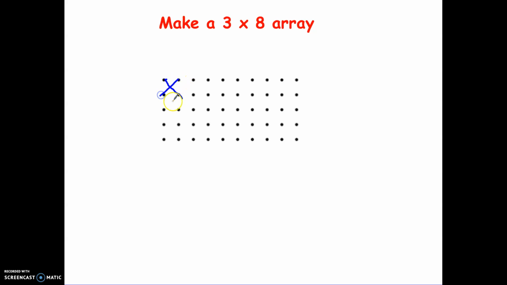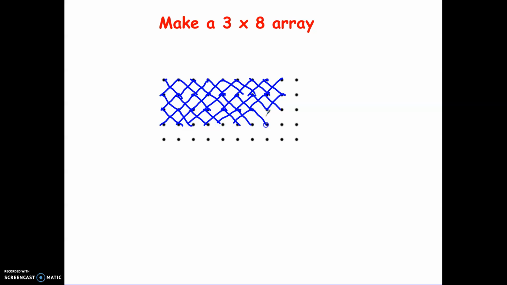So 3 X's, there's my 3 rows, and 8 in a row. There's 1, 2, 3, 4, 5, 6, 7, 8. And if I kept going, I made sure that I had 8 in each row. And then when I finish, I count them, because here's 8. The second row is another 8. 8 plus 8 is 16. Add another 8, 17, 18, 19, 20, 21, 22, 23, 24. That's one way to use those dots to make arrays.